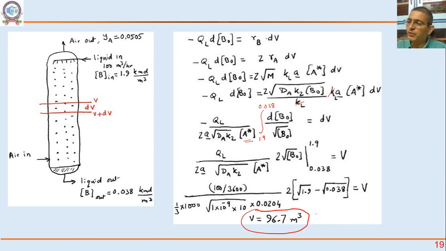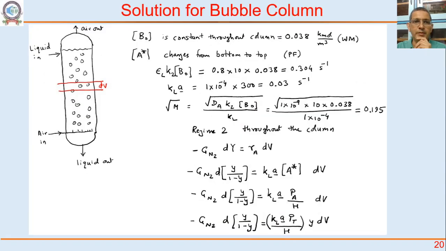Now with these two things, spray column done, well mixed reactor done, now you do bubble column on your own. Stop the video, pause the video, do the calculations yourself. Only when you do, then only things will be clear to you. Do it for yourself. Here's the solution for bubble column.